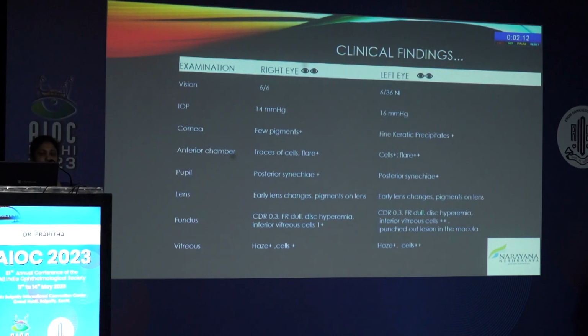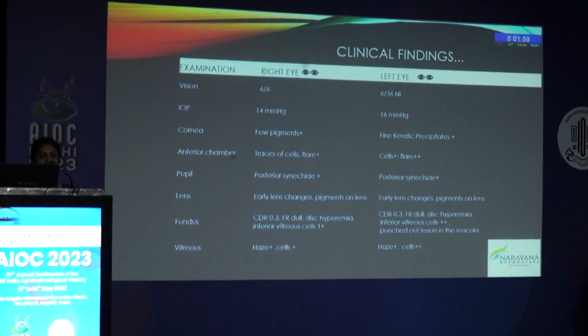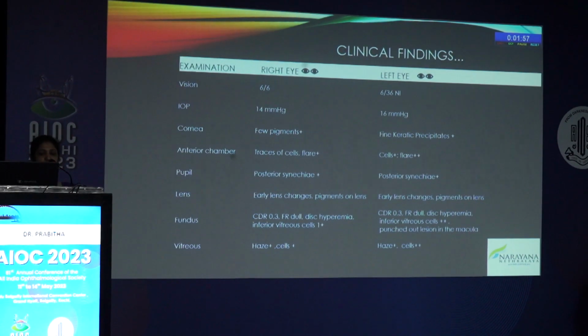So there were few pigments in the cornea, traces of cells and flare. Posterior synechiae was present. There were pigments on the lens capsule. And fundus showed normal cup disc ratio with disc hyperemia and vitreous cells. There was vitreous haze and cells.